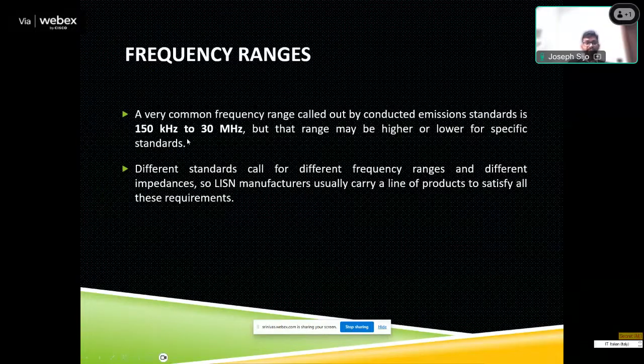And the frequency range, as I explained earlier, is 150 kilohertz to 30 megahertz. Maybe slightly lower or higher can also be used, but higher we will not use for conducted emissions, because distortion may happen to the signal. So mostly the range should be here, and almost all countries follow the same range.